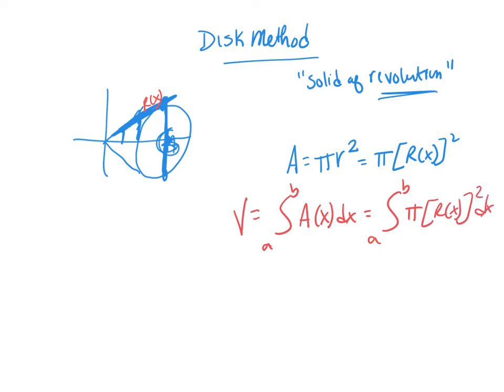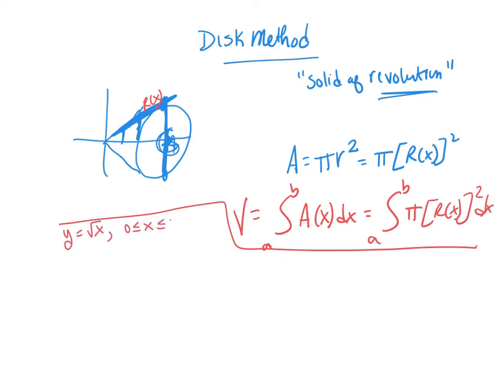So it's the integral from a to b of pi times the function squared, and the function I'm using is r of x. So no matter what the function is, if it's rotated around the x-axis, you're going to square it, multiply it by pi, and integrate between those x values. So let's look at an example.